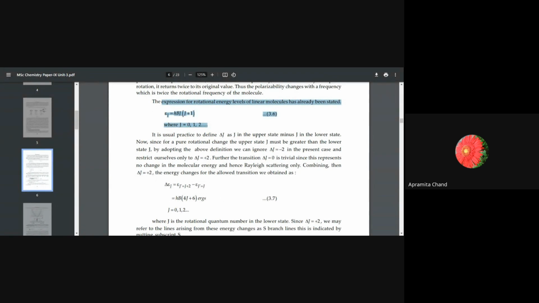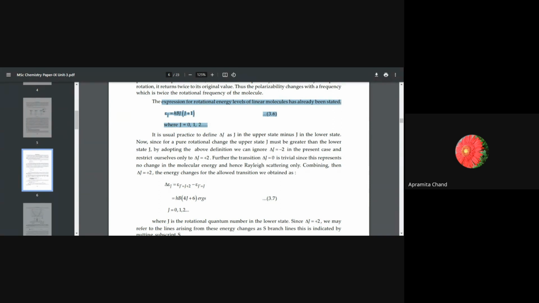So if you take any level J, then the next level that can define the transition is J plus 2. If you apply formula 3.6, substituting J in the first expression and J plus 2 in the second expression, if you solve it, you will get hB into 4J plus 6. Please work it out. I'm giving you 2 minutes. It's not hard at all. Just look at the example here.